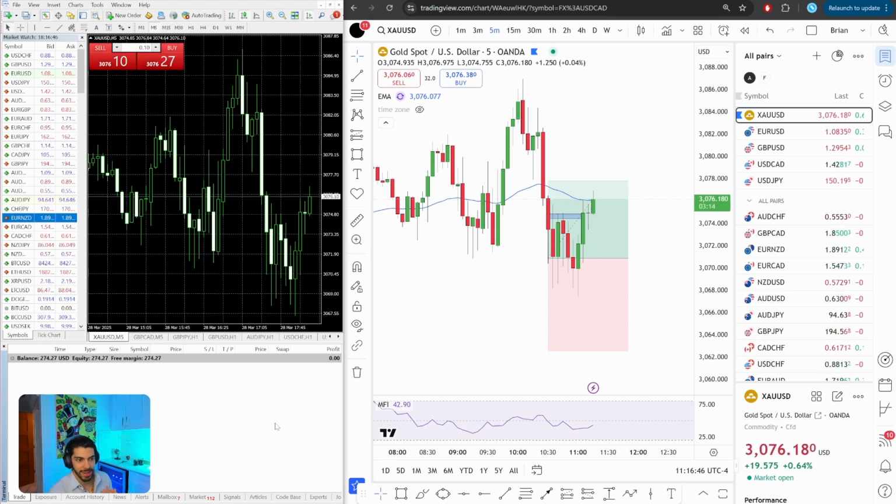I'm actually super excited about this challenge now. I don't know. At first I was like, oh, whatever. Is this a waste of time to try to grow $160 into something? Like, should I just keep trading my big account? But I'm actually super excited now because now we have $274 to work with.